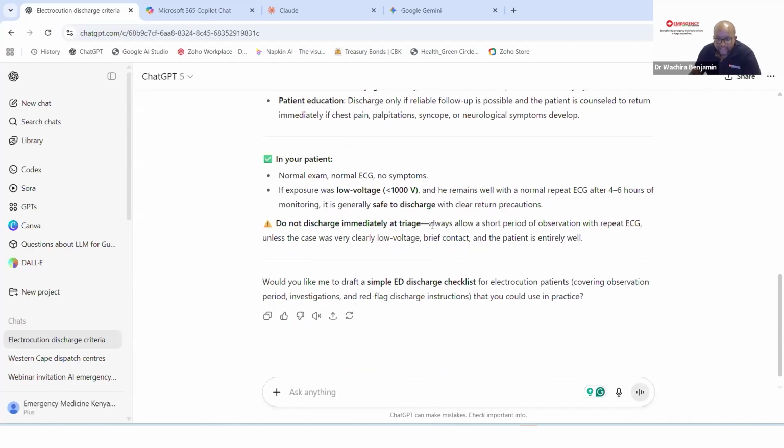Do not discharge immediately from triage. Yes, I think that's a key one there. Do not send them far away. You need to be able to monitor the patient. All right. Good. Next case.